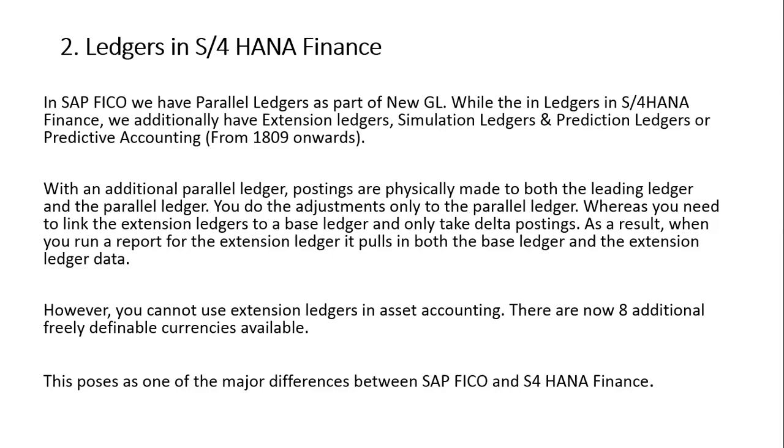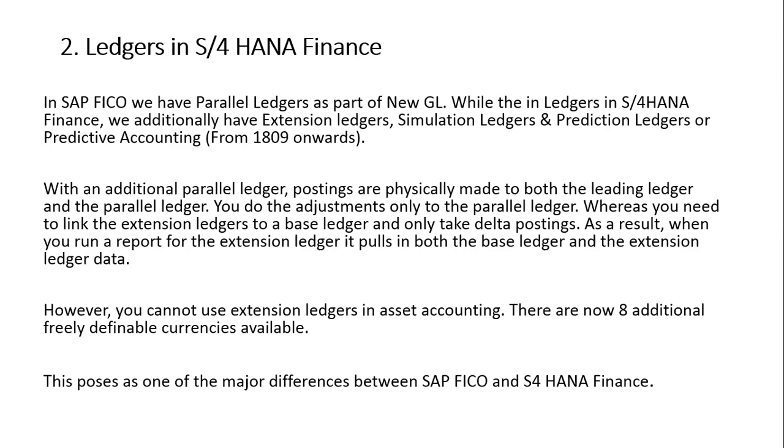With the parallel ledger, postings are physically made to both the leading ledger and the parallel ledger. Of course, each can be assigned its own fiscal period and its own functionalities. Whereas you need to link the extension ledger to a base ledger and only take delta postings, that's in the ECC. However, you cannot use extension ledger in asset accounting.